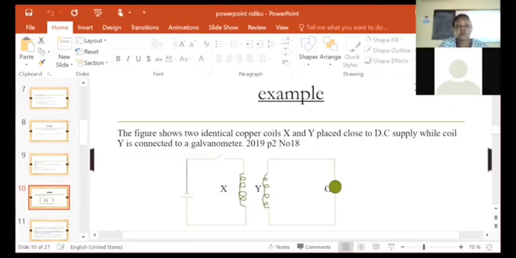We have two identical copper coils, X and Y, placed close to each other. Coil X is connected to a DC supply, while coil Y is connected to a galvanometer.